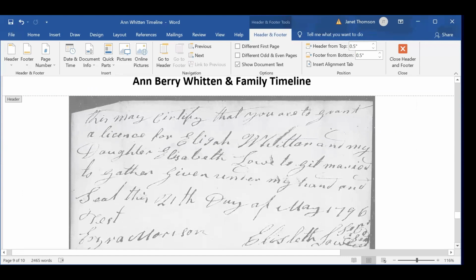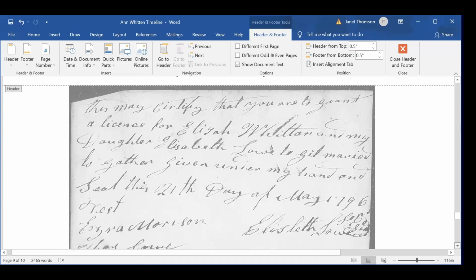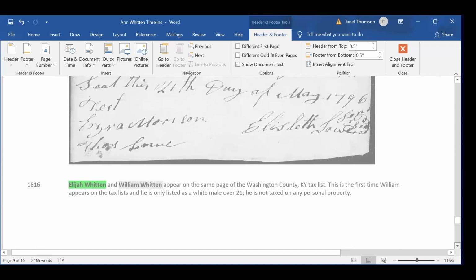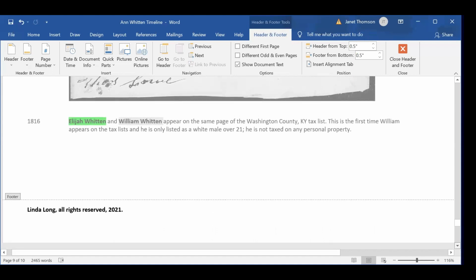This may certify that you are to grant a license for Elijah Whitten and my daughter Elizabeth Lowe to get married together. Given under my hand, given under my hand and sealed this 21st day of May, 1796. And it was just that way. That's a pretty neat piece of proof to find.